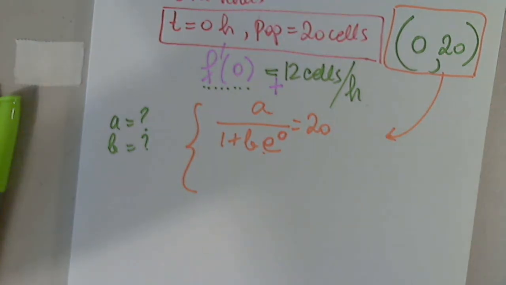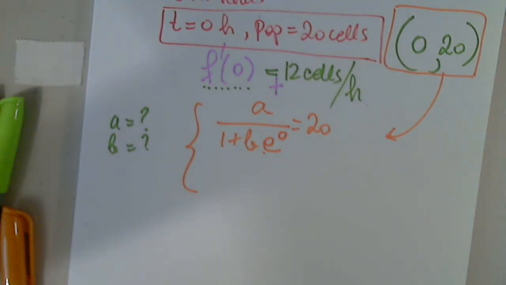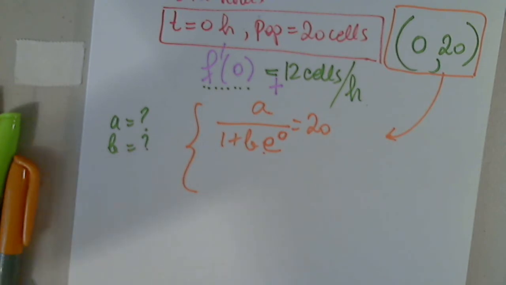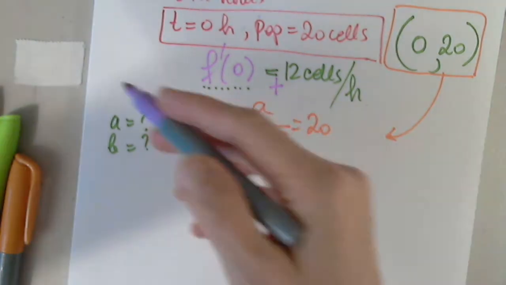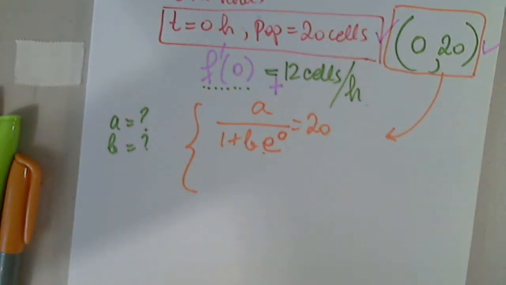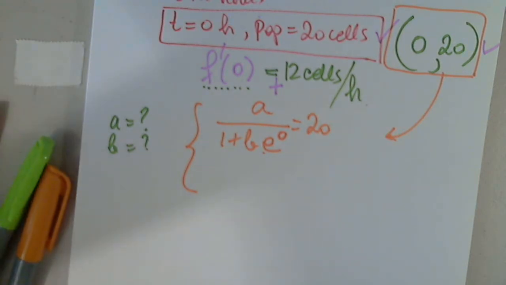What about the second equation? So I already have a first equation. I have one equation that has a and b in it, but I need one more. So obviously this is done. Now what else could I use? Because I'm given one more piece of information, and I have to use it.